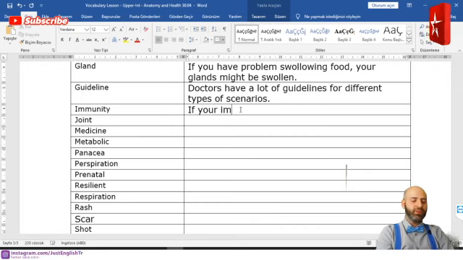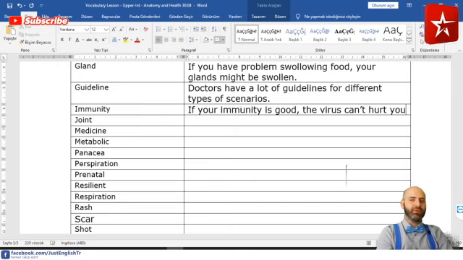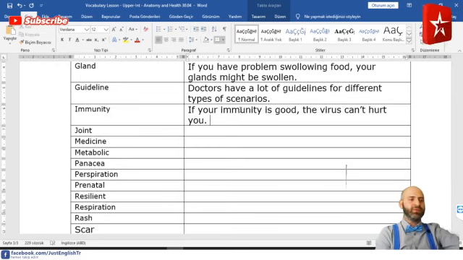If your immunity is good, the virus can't hurt you. This is the most important thing for coronavirus nowadays. If your immune system is good, it will not hurt you. Of course, you will have some problems, but you will not die if your immunity is good. Your body will be able to fight the COVID.